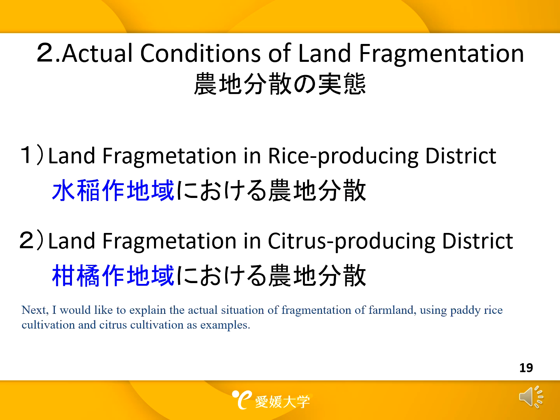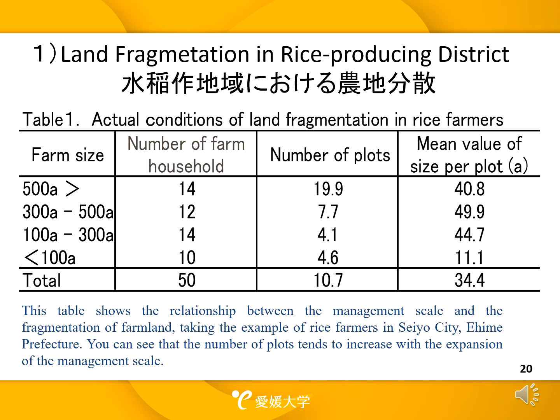Next, I would like to explain the actual situation of fragmentation of farmland, using paddy rice cultivation and citrus cultivation as examples. This table shows the relationship between the management scale and the fragmentation of farmland, taking the example of rice farmers in Seo City, Ehime Prefecture. You can see that the number of plots tends to increase with the expansion of the management scale.